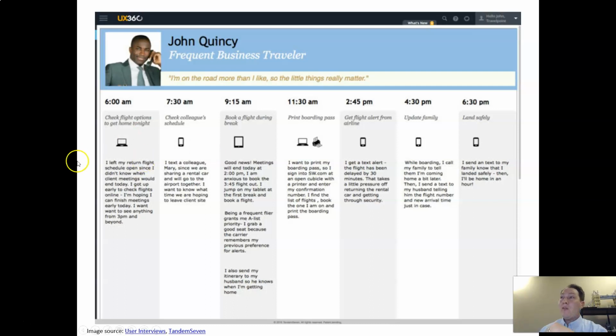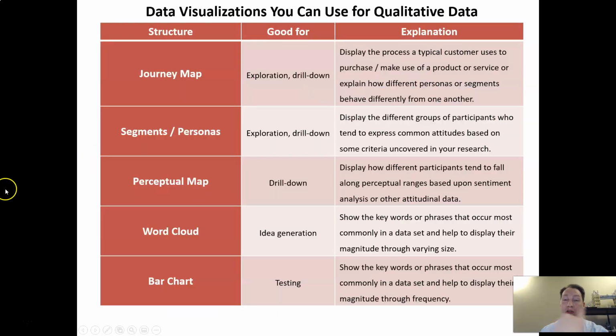So this visualization that I just showed you, as I mentioned, is called a journey map. And it's one of many that you can use to represent qualitative data. Journey maps are really great for exploration or drill down types of research because they allow you to showcase something in a way that is a little bit novel or which helps to explain it in a lot of depth and detail. And they generally are used to display the process that a typical customer uses to purchase or make use of a product or service, or explain how different personas or segments behave differently from one another on this journey.